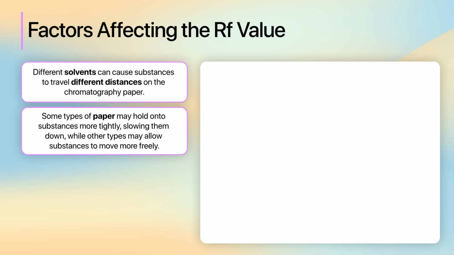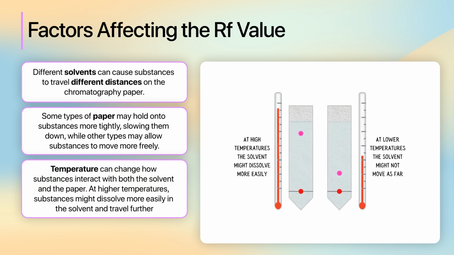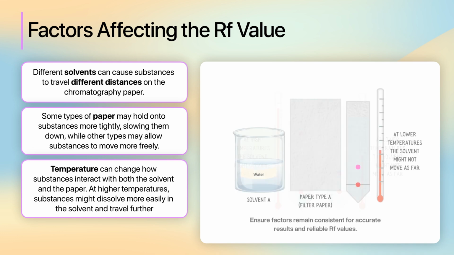Finally, temperature. Temperature can change how substances interact with both the solvent and the paper. At higher temperatures, substances might dissolve more easily in the solvent and travel further, while at lower temperatures, they might not move as far. As a result, changes in temperature can affect the RF values, so keeping the temperature stable during the experiment is essential. Because of these factors, it's important to keep the experimental conditions the same, such as using the same solvent, type of paper, and temperature, if you want accurate and reliable RF values. If any of these factors change, the RF values may not be comparable, and your results could become less accurate.